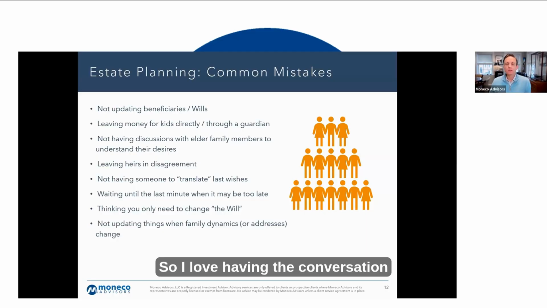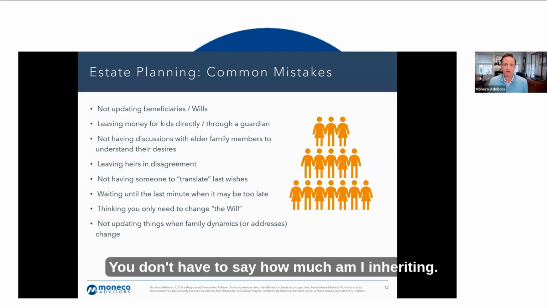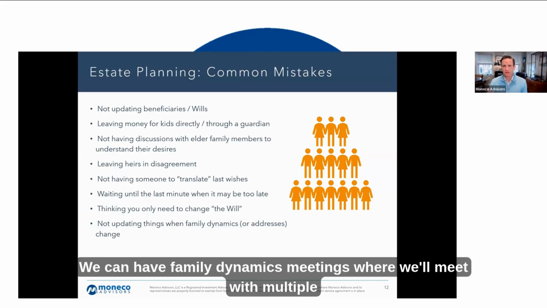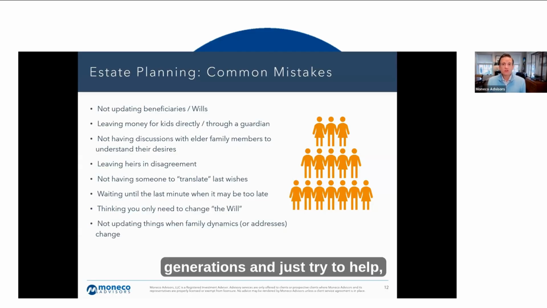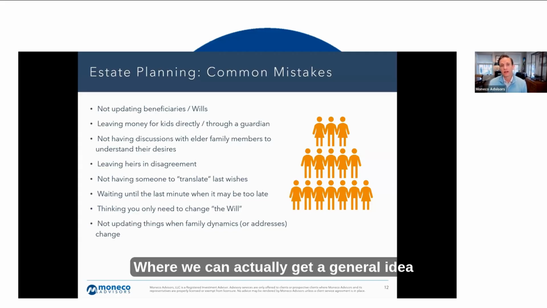So I love having the conversation early on, and it doesn't have to be about exact numbers. You don't have to say how much am I inheriting, but you do have to say what are your desires, and generally do you have something in place? And this is something that we do quite a bit. We can have family dynamics meetings where we'll meet with multiple generations and just try to help, right? Try to help have that conversation, foster a conversation where we can actually get a general idea of what's going to happen.